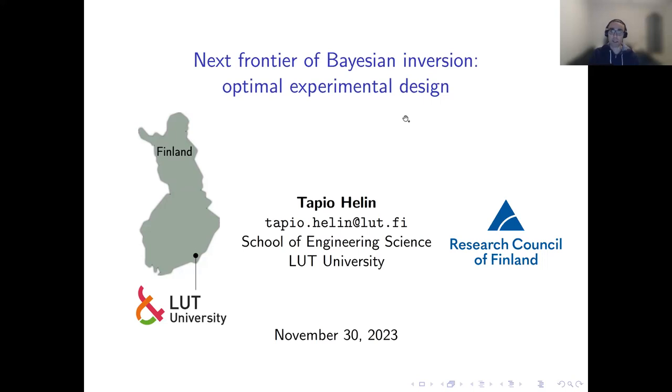So my topic is Bayesian inverse problems, and in particular optimal experimental design. I chose this a little bit provocative or speculative title, because it's not to say that there hasn't been a lot of work done on optimal experimental design, and certainly there have also been other approaches to experimental design for inverse problems, like compressed sensing and others, but optimal experimental design in Bayesian inversion is still a computationally very heavy problem. It requires a large computational effort.